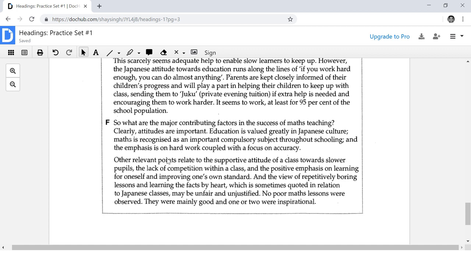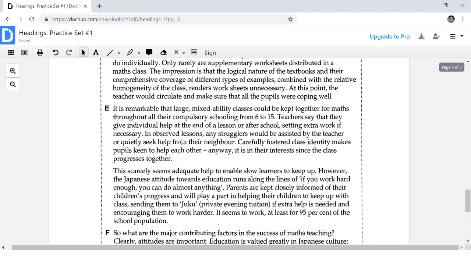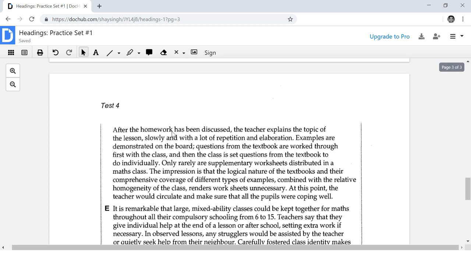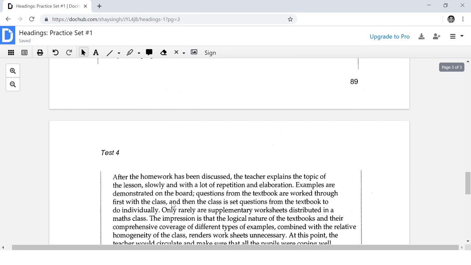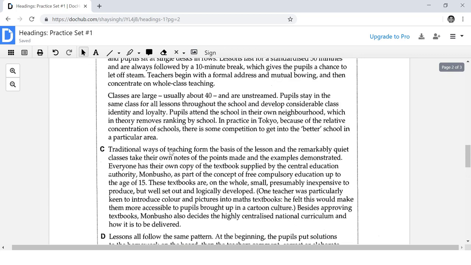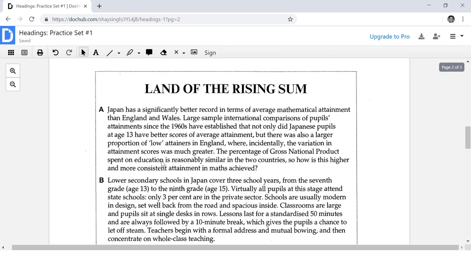So in this example, you may have noticed that we have a lot of double paragraphs here. For example, for section F, we have double paragraphs. So we have 2 paragraphs here. For section E, it's the same thing. We again have 2 paragraphs here. For section D, we have 2 paragraphs, one over here and then one down here. And then for C, we only have 1 paragraph. And then for B, we have 2 paragraphs. So a lot of double paragraphs.